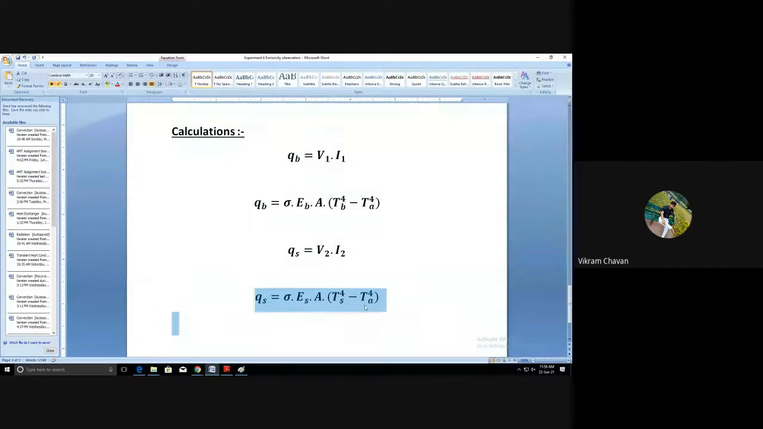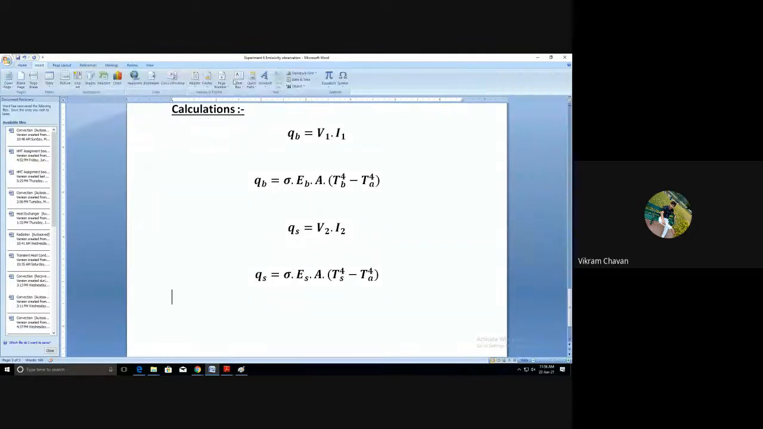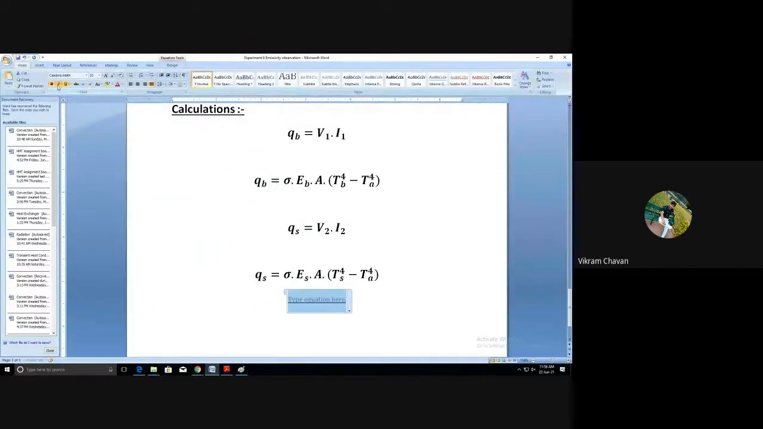Okay, so from this particular equation we will get the emissive power of a test plate, and from this equation we will get the emissive power of a black plate. Finally, our aim is to determine the emissivity of the test plate. So finally you can calculate the emissivity of a test plate as eta is equal to emissivity of test plate divided by emissivity of a black plate.